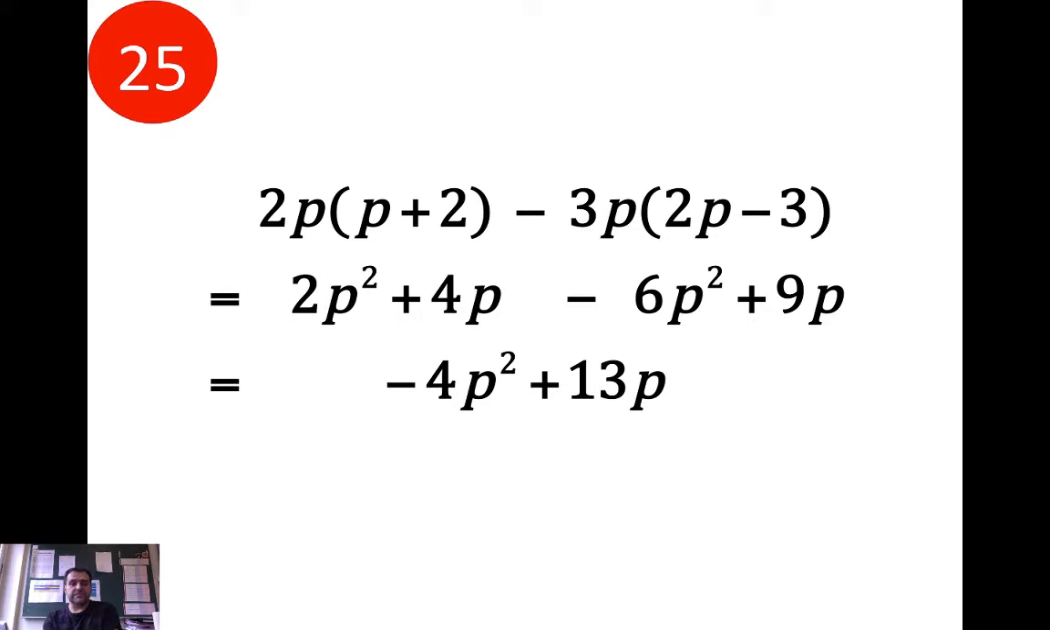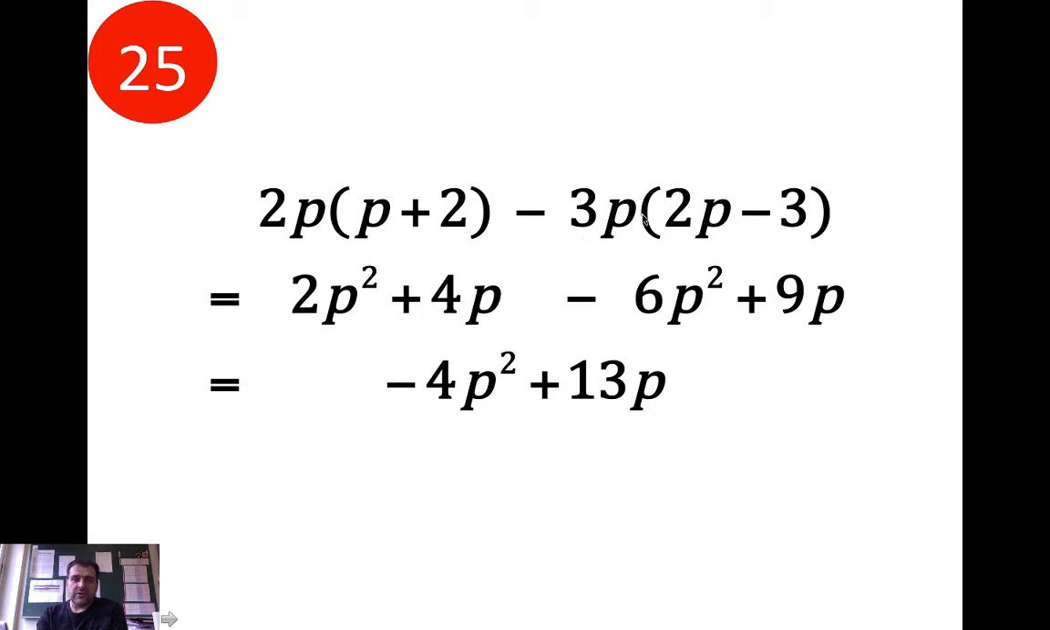Question 25. 2 brackets p plus 2 minus 3p brackets 2p minus 3. So again, I've got to do the multiplying out first before I think about combining the two bits together. So 2p times everything in this bracket. 2p times p gives you 2p squared. 2p times 2 gives you 4p. And now I'm going to look at the other half.